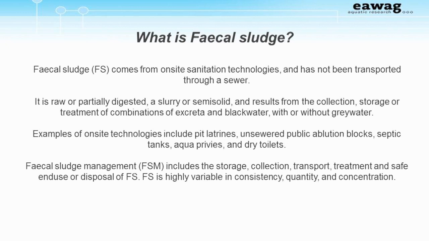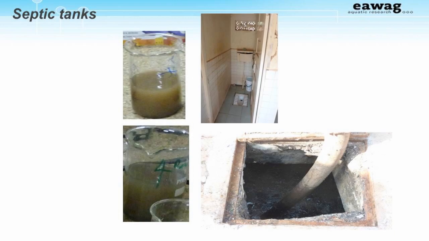Fecal sludge is also highly variable in consistency, quantity, and concentration. Here are some examples of what fecal sludge looks like. These samples are from a field study we did in Kampala, Uganda. The beaker shows what the sample looked like in the laboratory, and next to it is the on-site sanitation system from where the sample was taken.